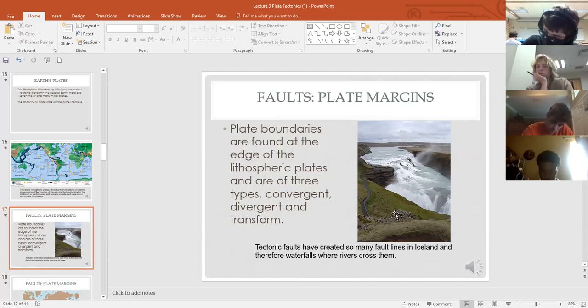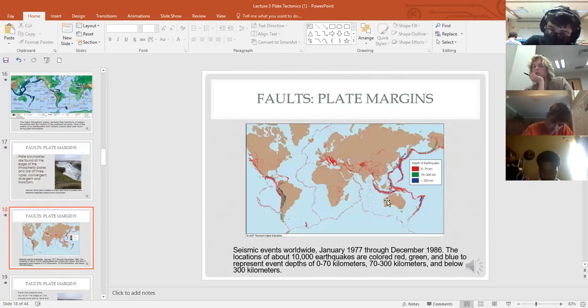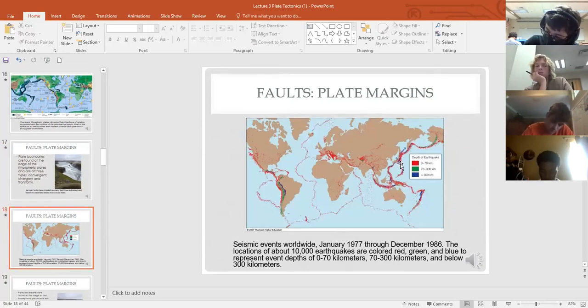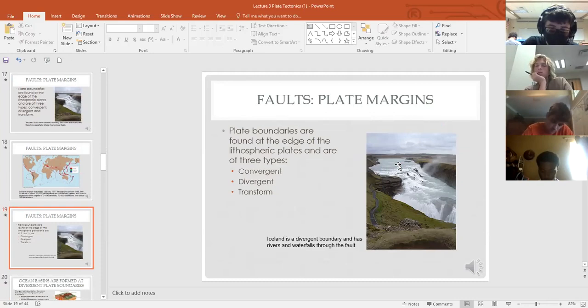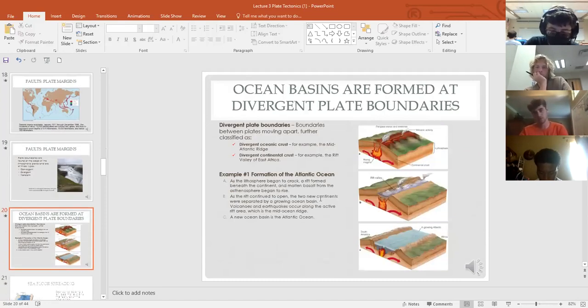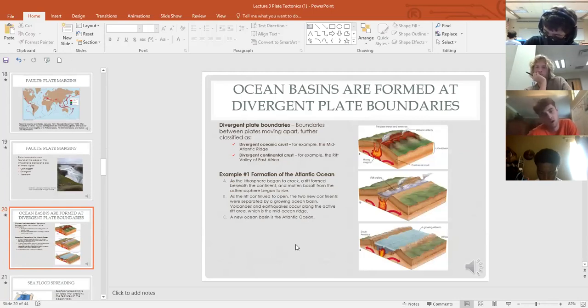This is a spreading plate. It is part of the oceanic ridge. Our Iceland plate is convergent, or sorry, divergent. Convergent means come together, divergent, spreading apart, transform side to side. We'll start off by looking at a divergent plate.